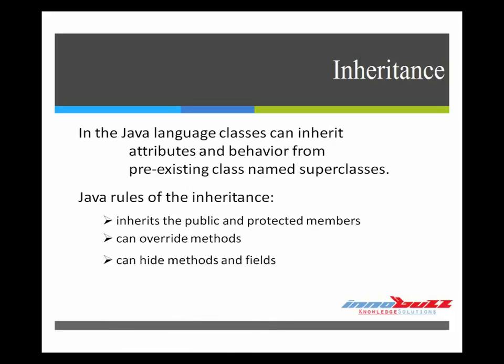Hiding. When we write a new static method in the derived class that has the same signature as the one in the base class, we can also hide fields by redeclaring them with the same or another type. But it is not possible to reduce the visibility of the members in the child classes.